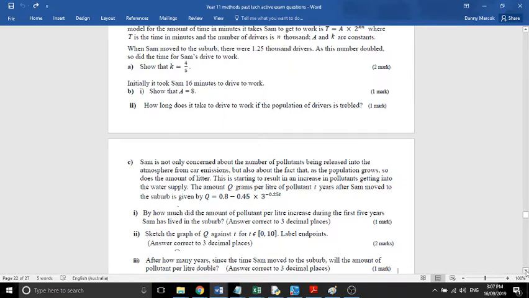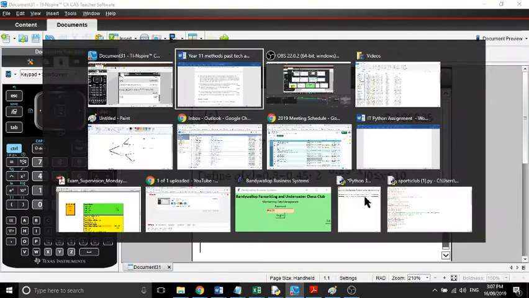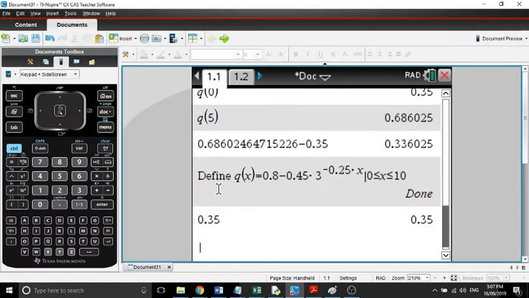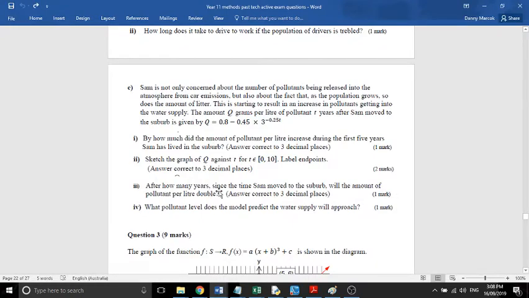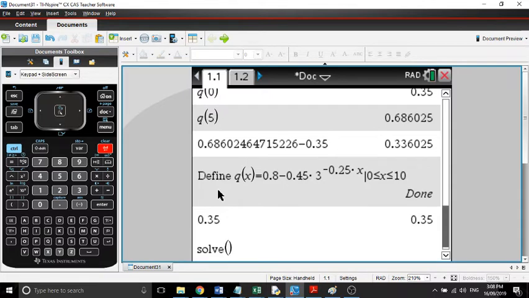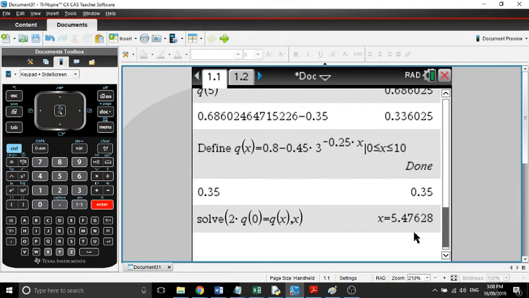Okay. After how many years since Sam moved to the suburb will the amount of pollutant per litre double? So how long will it take for the thing to double? Okay, so what we want is Qx equals 2Q naught. So we're going to solve 2Q naught equals Q of X. It'll take 5.47 years to double. We want to go to 3 decimal places, so 5.476. That's how long it's going to take to double.